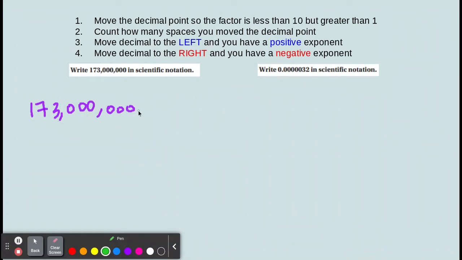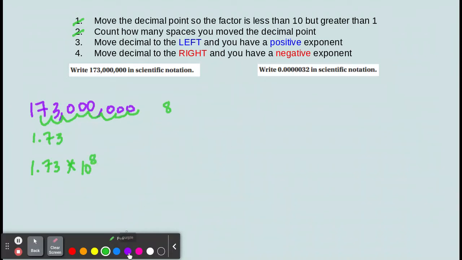Here we're going to start with our decimal here. We're going to move it 1, 2, 3, 4, 5, 6, 7, 8. If we move it 8 times, we end up with our factor being 1.73. We counted how many times we moved it. We moved it to the left, so we know our exponent has to be positive. So writing this in scientific notation, it'd be 1.73 times 10 to the 8th power.